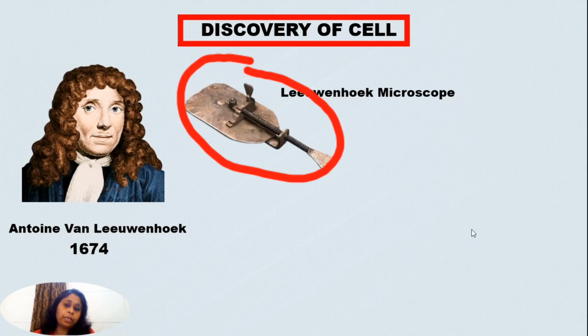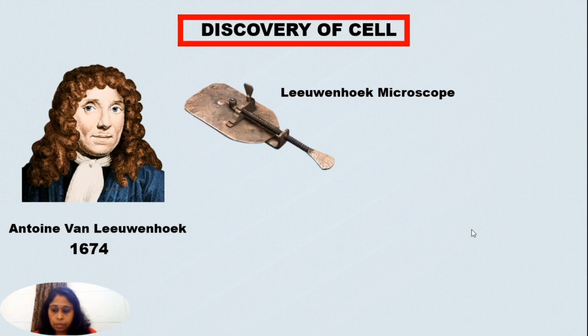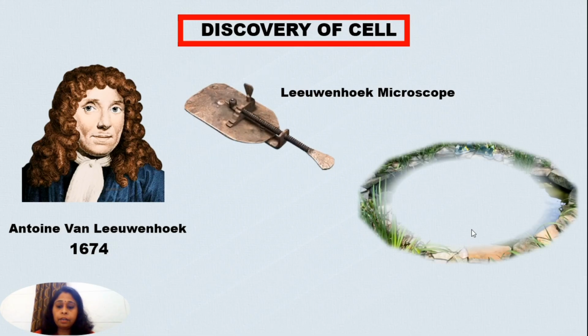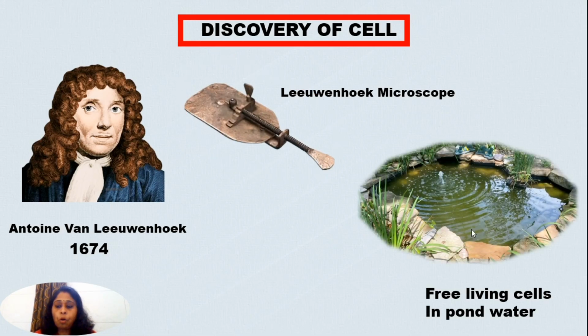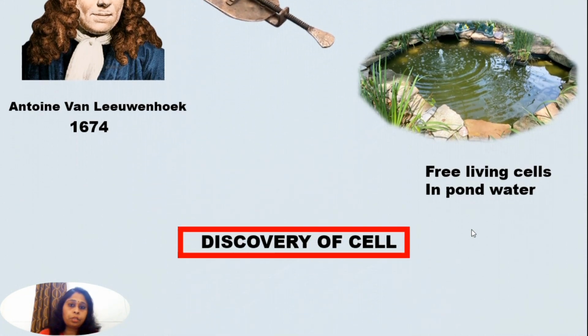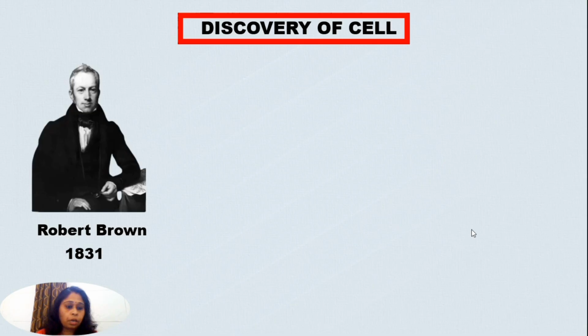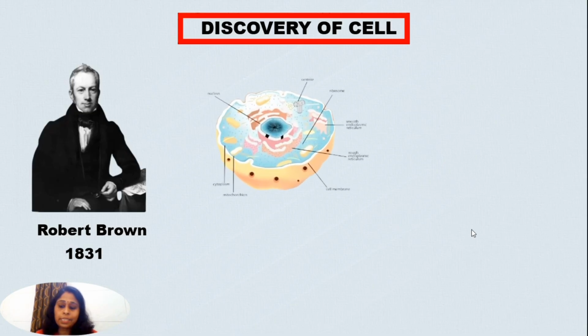Later in 1674, Antony van Leeuwenhoek observed living cells for the first time using a more powerful microscope. This was the microscope that Leeuwenhoek was using in his time. He saw tiny living organisms in pond water, which he called animalcules. After that, in 1831, Robert Brown discovered the nucleus in the cells.